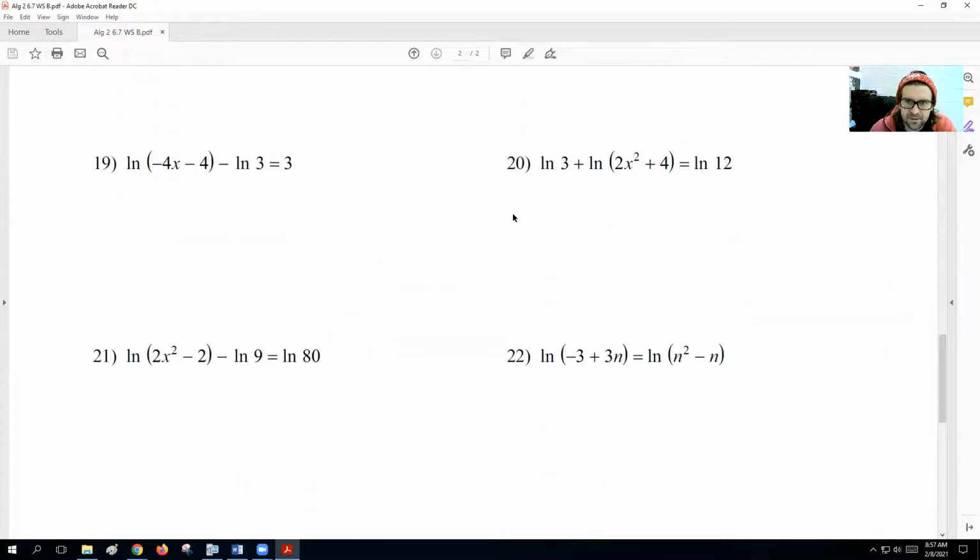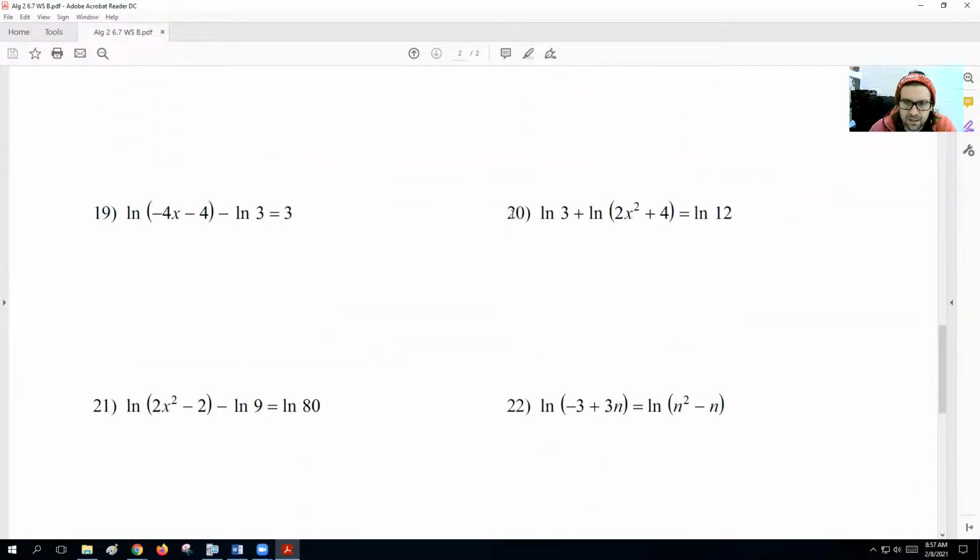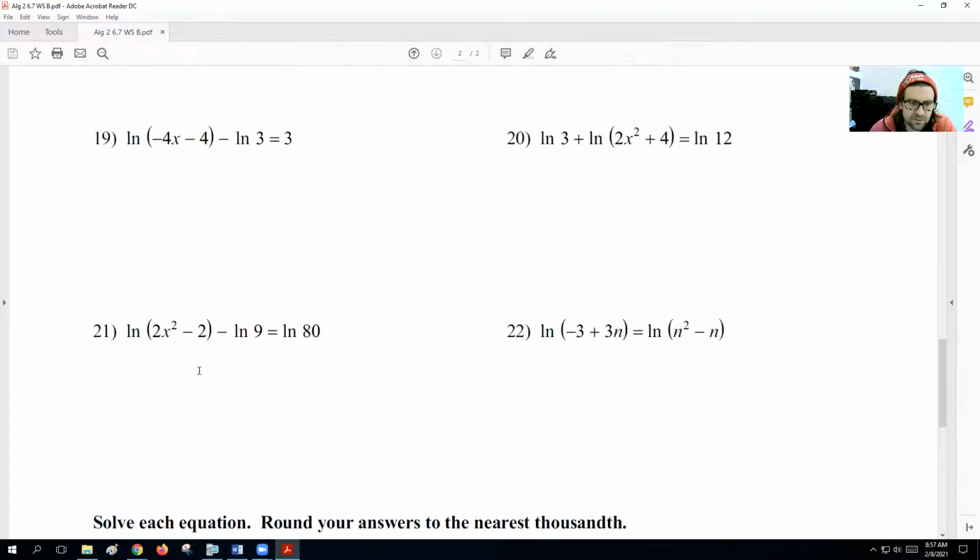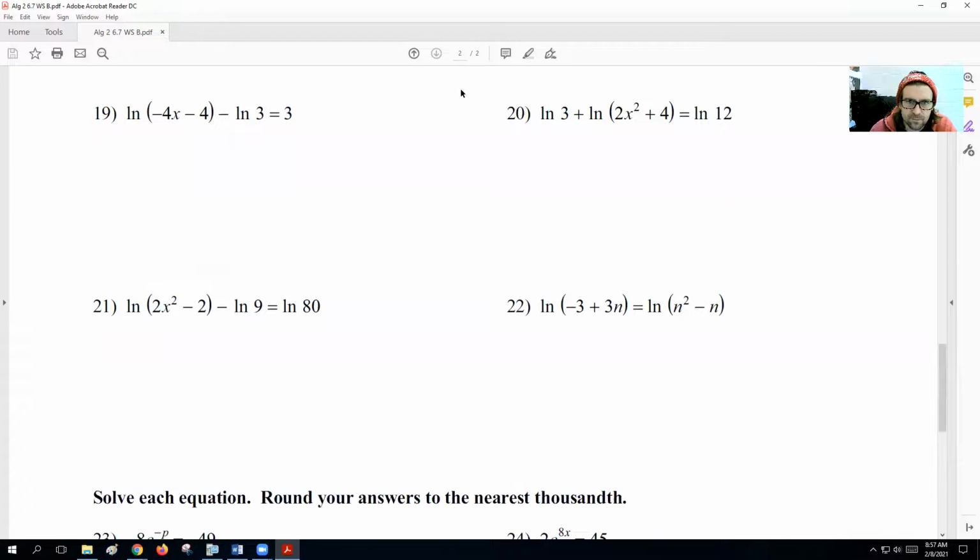All right, let's try another one of those here just to make sure. Let's look for a scary one here. Let's do 21. All righty, so here we go. Grab a drawing tablet. There we go. So we've got to compress this. If we compress this here, we get natural log of 2x squared minus 2 divided by 9 is equal to, now this natural log was on the other side, equals 80.